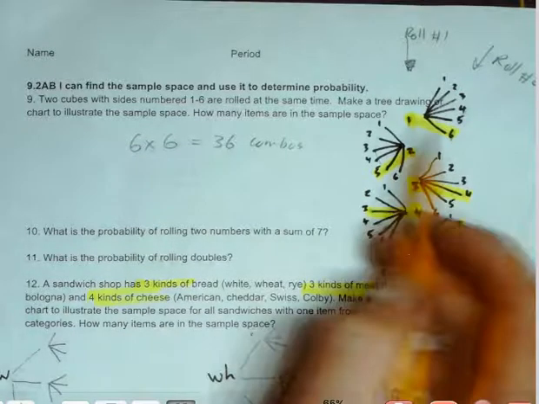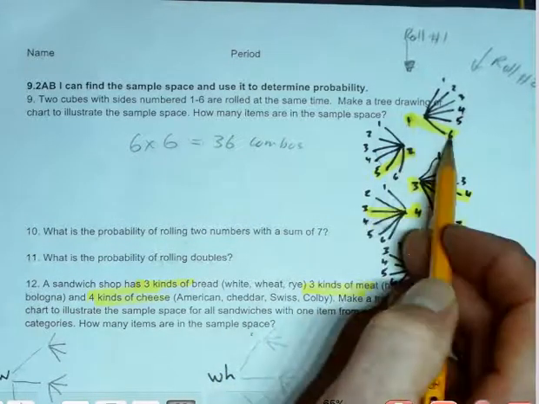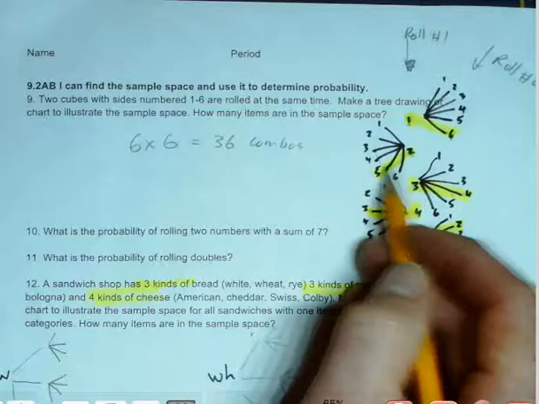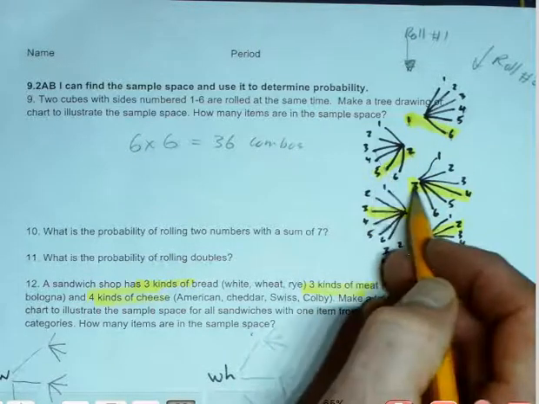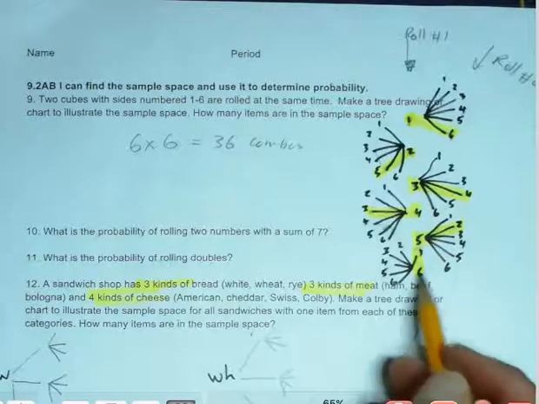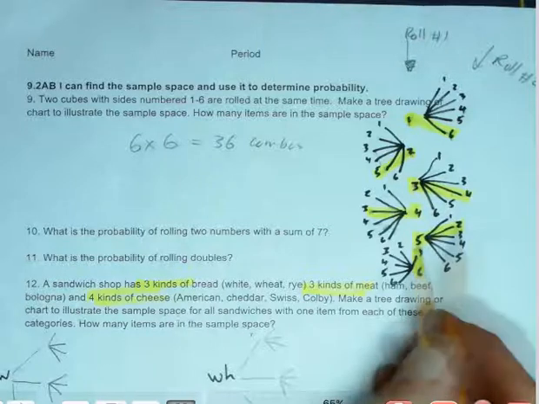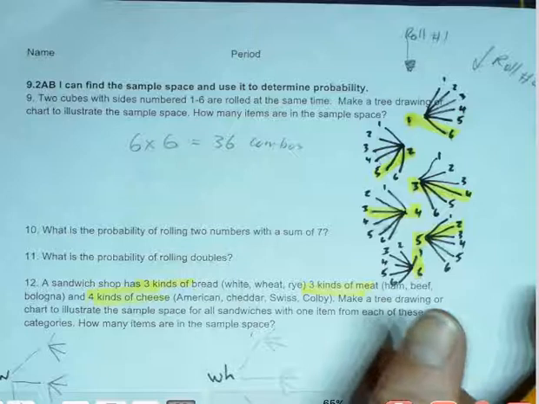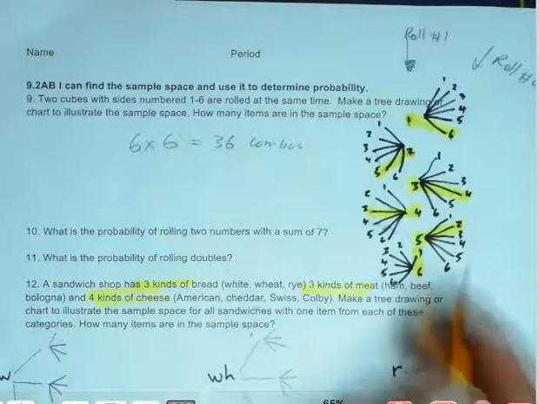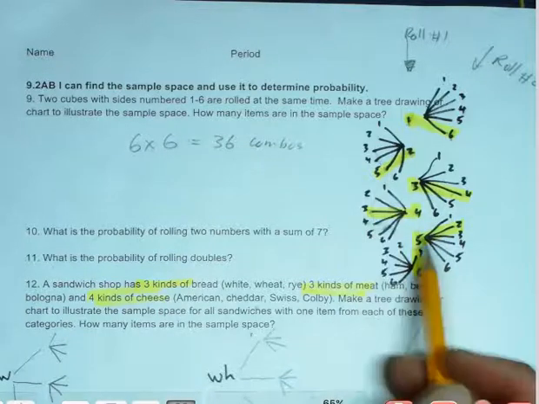Well, I could roll a 1 and a 6. If I rolled a 1 the first time and a 6 the second time, that would equal 7. I could roll a 2 and a 5. I could roll a 3 and a 4, or a 4 and a 3. I could roll a 6 and a 1, or a 5 and a 2. So you'll notice that they just kind of turn themselves around. A 1 and a 6, or a 6 and a 1. A 3 and a 4, or a 4 and a 3. A 2 and a 5, or a 5 and a 2.